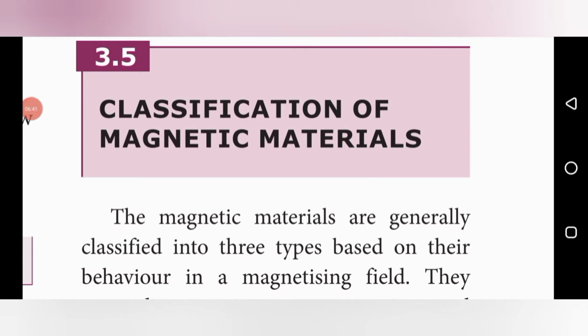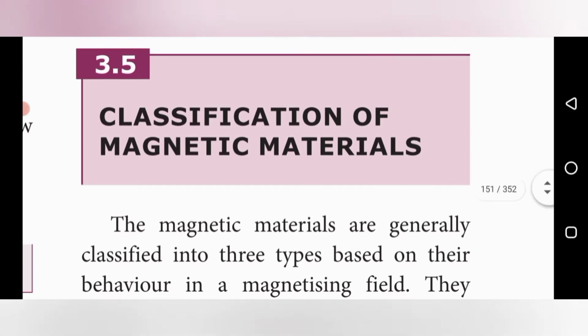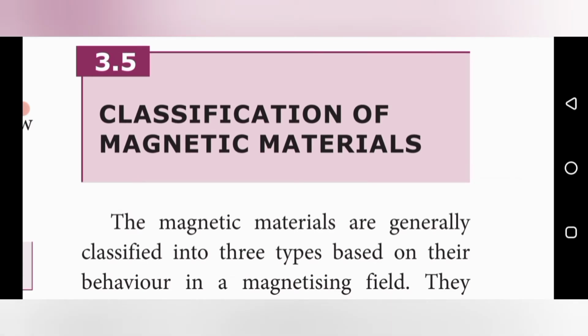The next topic, classification of magnetic material. That means when the material can be magnetized. Suppose we keep some materials, that is iron, cobalt, nickel, in a magnetizing field. How strongly or how weakly it can be magnetized depends upon the material which we use. So that can be classified into three types: diamagnetism, paramagnetism and ferromagnetism. These are all the types of magnetism. Now we will see them one by one.